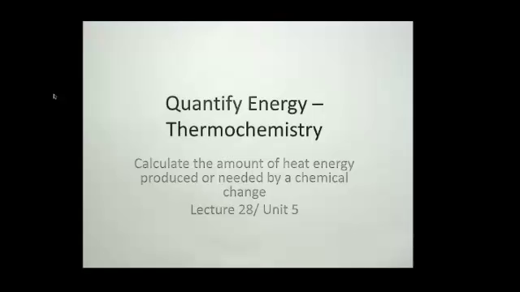Okay, this is the beginning of Lecture 28, Part 1. In this lecture, we're going to look a little bit at how we quantify energy changes associated with chemical changes, and sometimes we call this thermochemistry. So we're going to calculate the amount of heat energy produced or needed by a chemical change. And we have ways of experimentally determining the heat change, and we also have ways of theoretically determining the heat change. So we're going to take a look at both of those in this lecture.